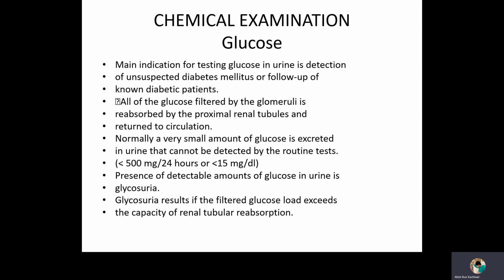test. So more than 500 mg per 24 hours or 15 mg per dL, presence of detectable amounts of glucose in the urine is glycosuria. Glycosuria results when the filtered glucose load exceeds the capacity of renal tubular reabsorption.